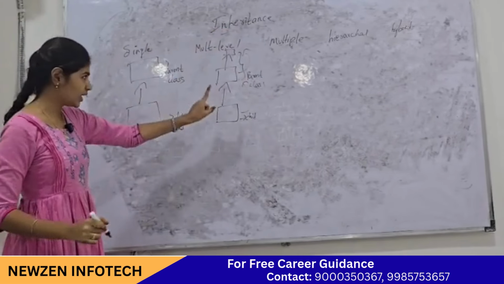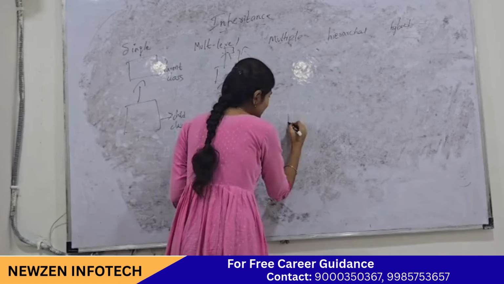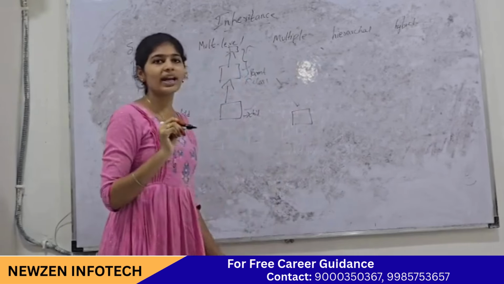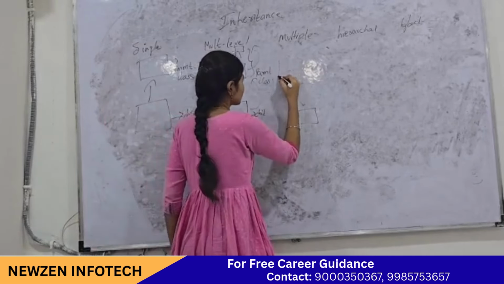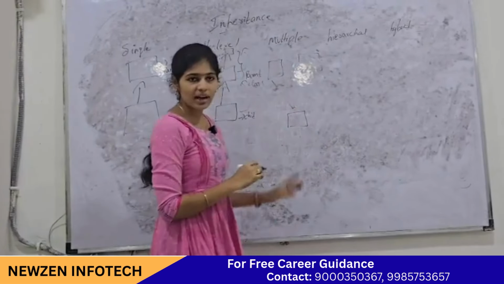known as multi-level inheritance. And coming to multiple inheritance, one child class acquiring properties from two or more parent class is known as multiple inheritance. This is known as multiple inheritance.